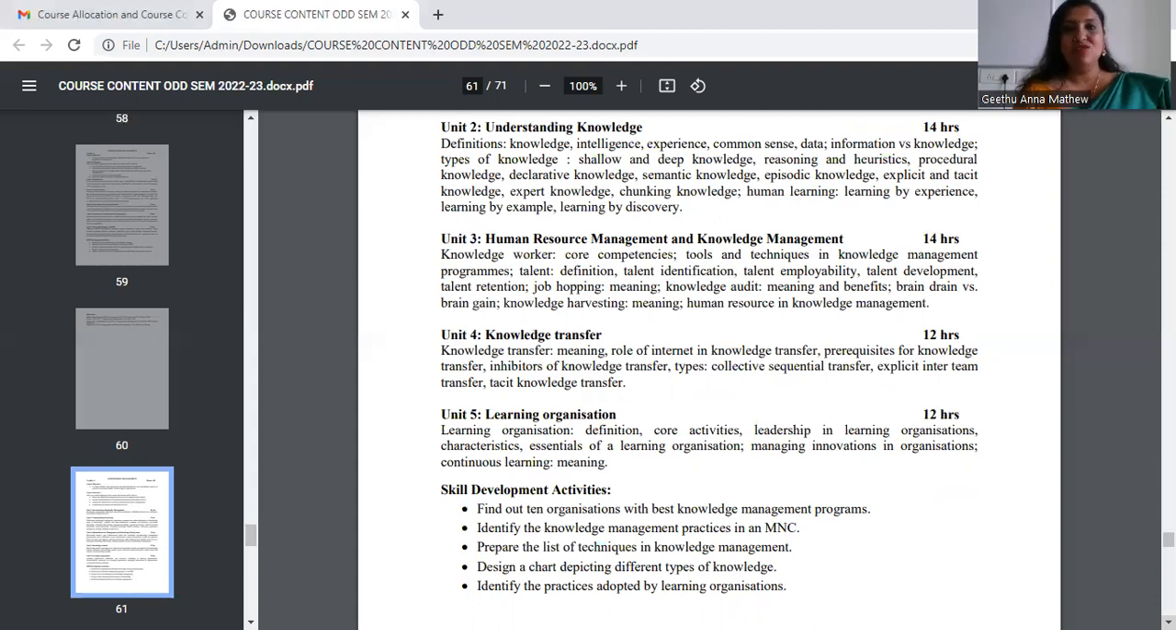In the coming sessions, we will explain each one of the topics in detail, so that you will get an understanding of what knowledge management is, what the various concepts of knowledge management are, and why knowledge management is relevant when it comes to human resource management.